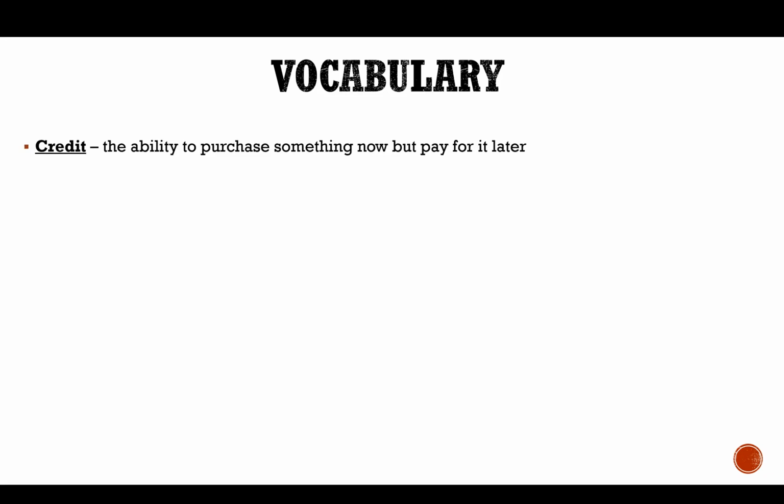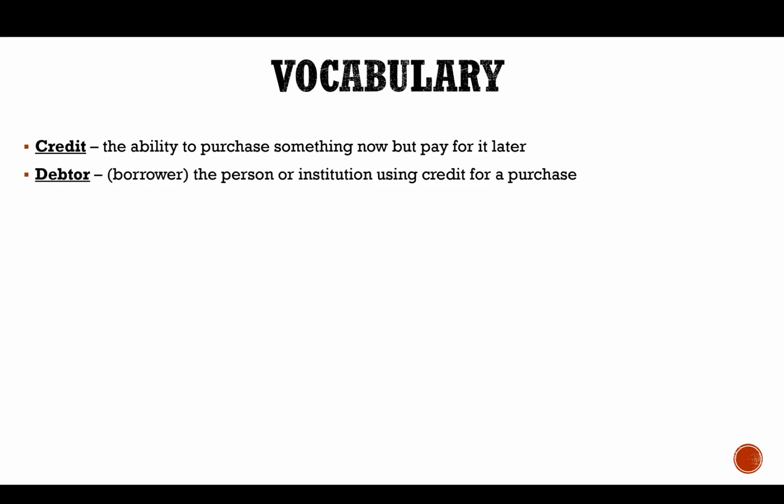Basically, credit is the ability to purchase something now, gain ownership of that product, good, or service now, but pay for it later. That's really what it boils down to: the ability to buy something now and pay for it later.